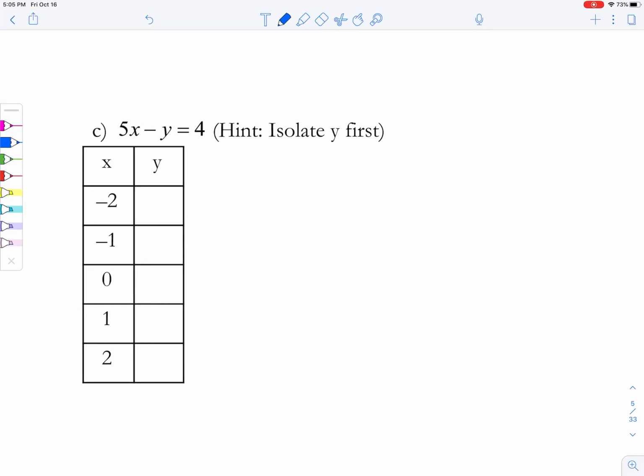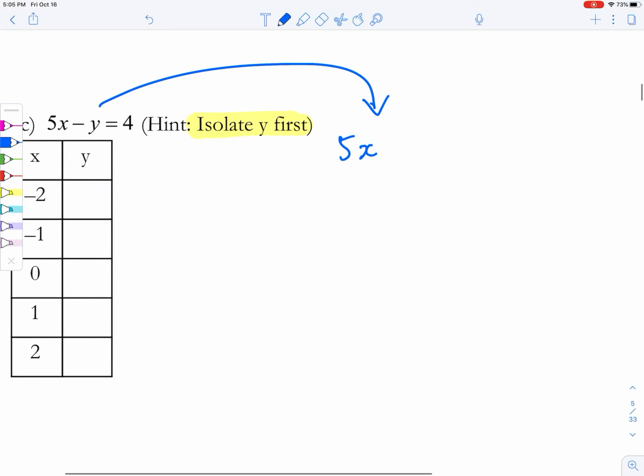For question C, this time they've written it, but y isn't by itself. So it's 5x minus y equals 4. But they gave us a hint to isolate y first. So we're going to take this, 5x minus y equals 4. We want y by itself.